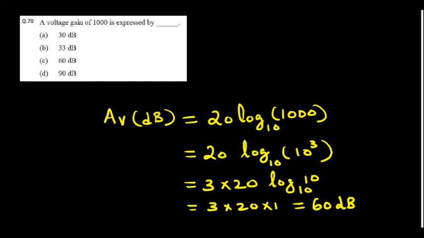A voltage gain of 1000 is expressed by? Direct equation is there. See, voltage gain in dB equals 20 log 10 of the voltage gain. So 20 log 10 to the power 1000, we can write it as 10 to the power 3. Then 10 to the power 3 can be taken out as per the logarithmic rule. Then it will be 3 multiplied by 20 log 10. Then log 10 equals 1. Then you multiply, what will you get? So you will get 60 dB.